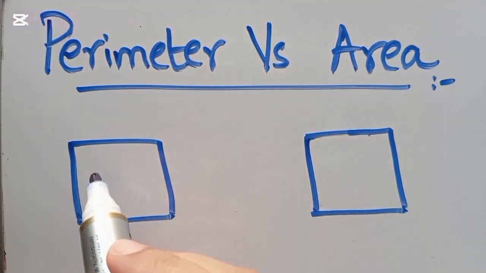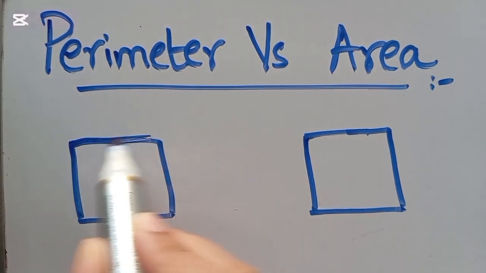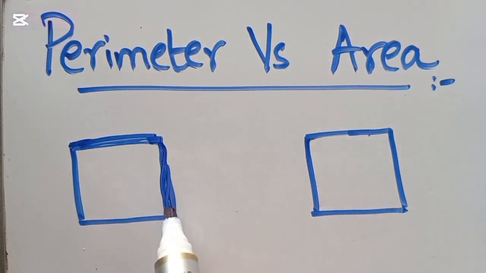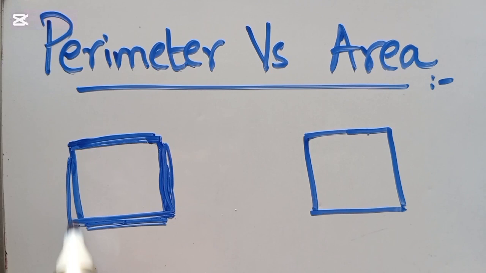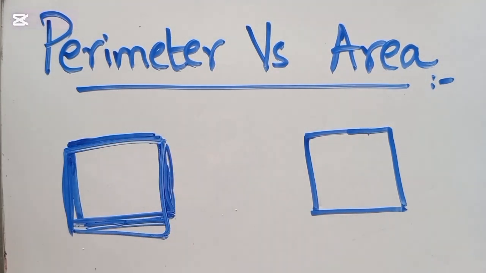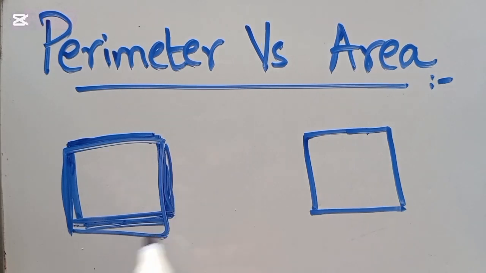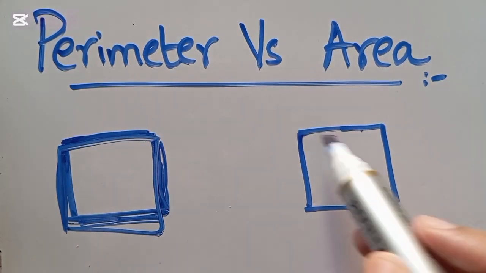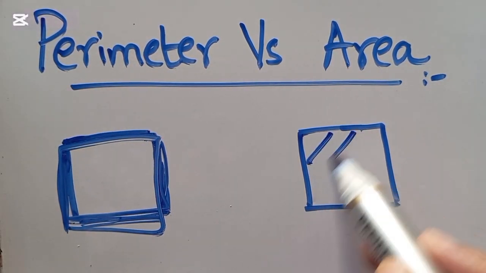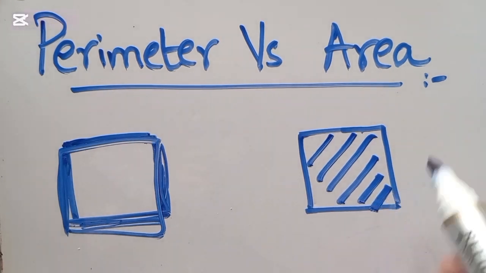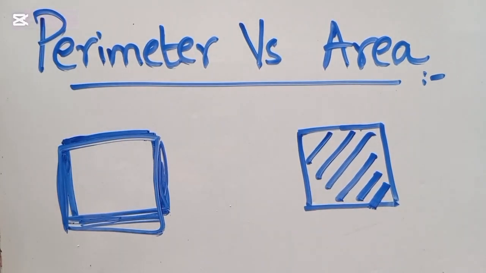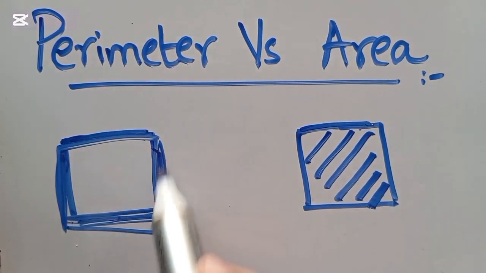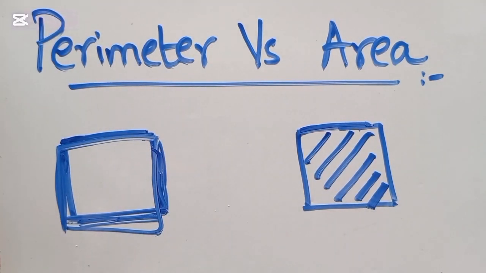concluded is that perimeter is to sum up the boundary of the 2D shape, the outer boundary, like this. We have to add the outer boundary for the perimeter, and area is basically the space inside this boundary. Area is the space inside the boundary, and perimeter is the outer boundary of any 2D shape.